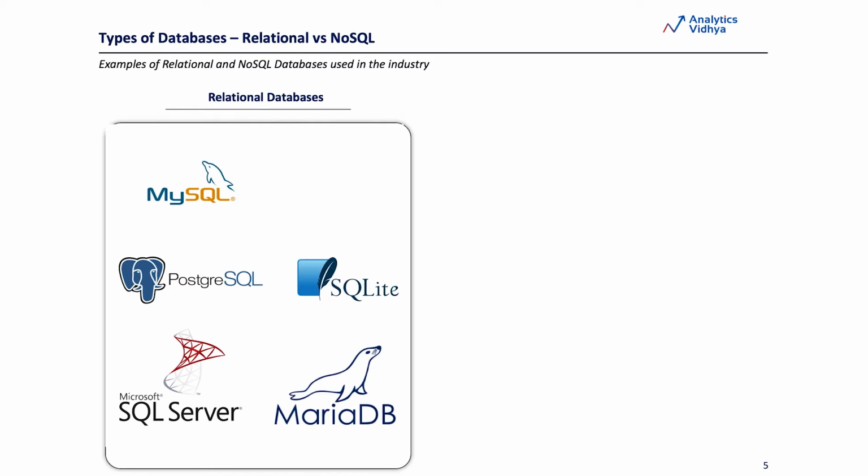SQLite is a file-based database which stores data in a flat file, and hence is easy for setup and quick testing and development. Then there is Oracle.